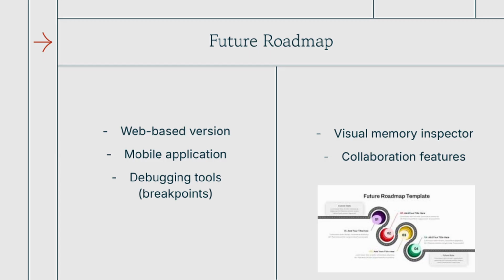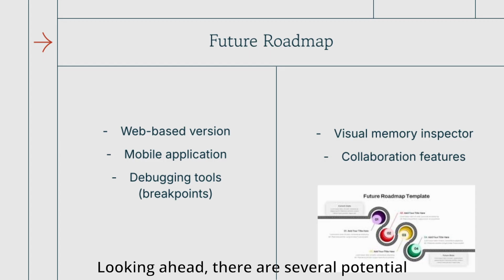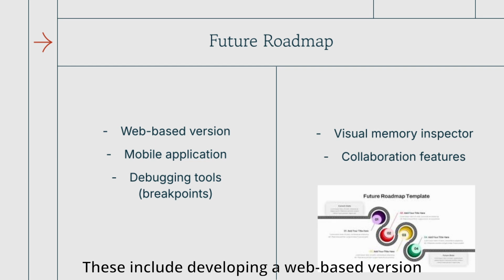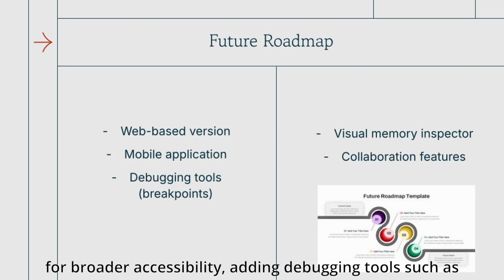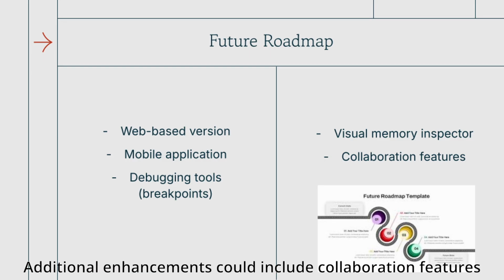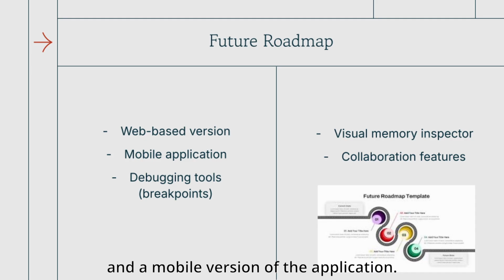Looking ahead, there are several potential improvements for this application. These include developing a web-based version for broader accessibility, adding debugging tools such as breakpoints, and implementing a visual memory inspector. Additional enhancements could include collaboration features and a mobile version of the application.